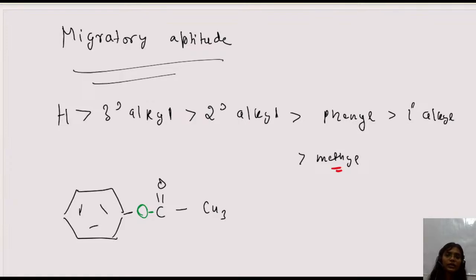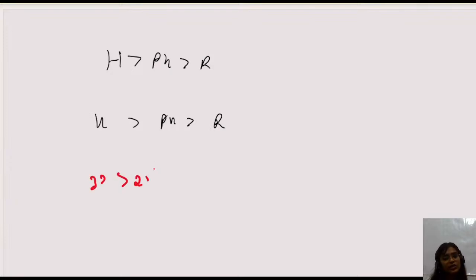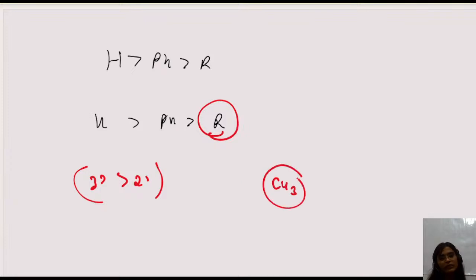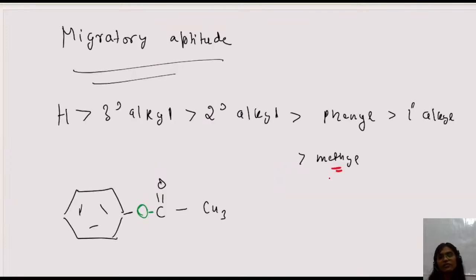So let's recall our previous rule, the HPR, Haber rule. It will still remain the same, like HPR. But what is the extra point? That R, the tertiary and the secondary, and then phenyl. Only methyl we are going to use for R. So this is really, really very much important, this migratory aptitude.